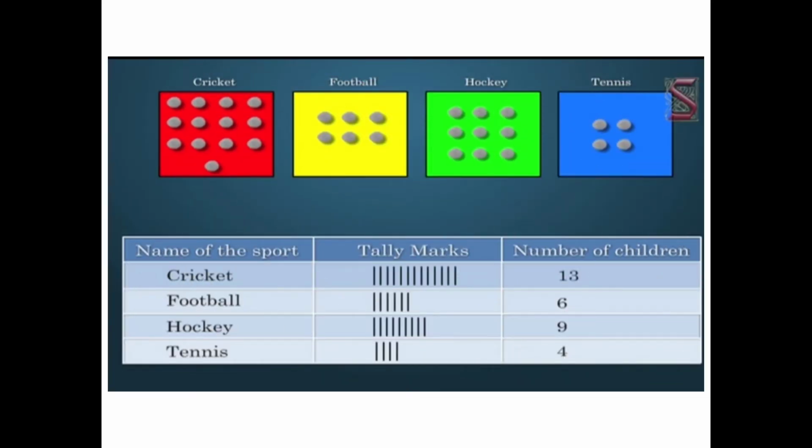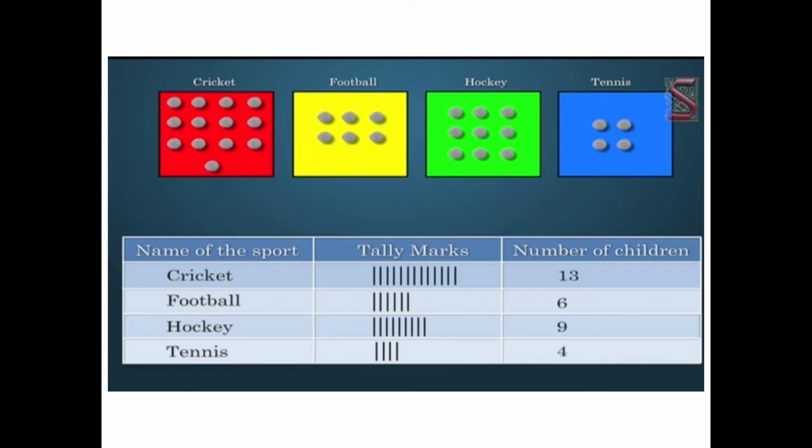And the next thing, one small frequency table I have prepared here. So this is the name of the sports whom children like most. Cricket, football, hockey, tennis. So four kinds of sports are there. How many of them like cricket, how many of them like football, how many of them like hockey, how many of them like tennis? So first we need to write the name of the sports: cricket, football, hockey and tennis.